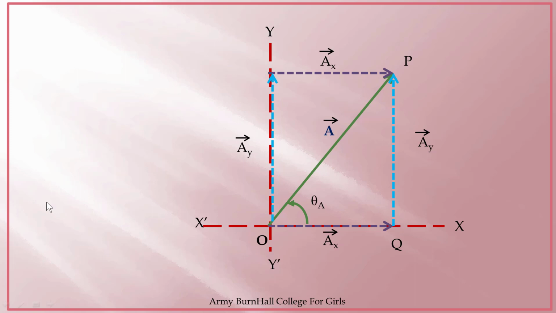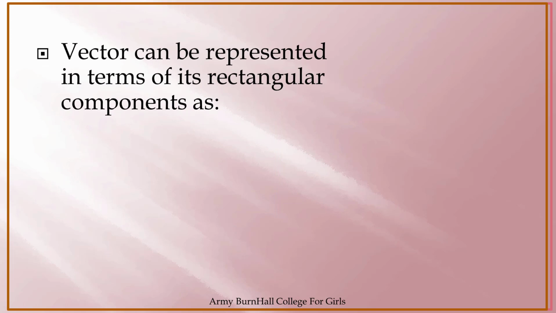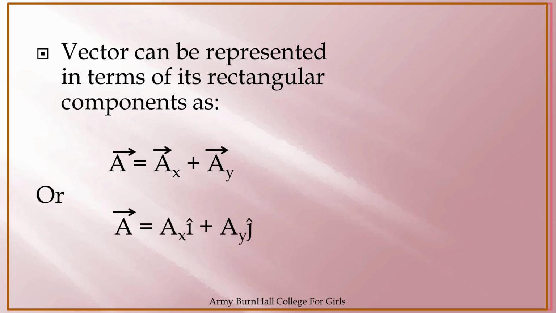This process is very important because in the next article, when we add vectors by using their rectangular components, we have to use this concept. So this is a vector represented in terms of its rectangular components. Vectors can be represented in terms of rectangular components as A is equal to Ax plus Ay. Means when we add these two vectors, we will get the same result. This is the condition: if we resolve the vector into its components, then when we add those components, we get the same original vector. So vector A is equal to vector Ax plus vector Ay.